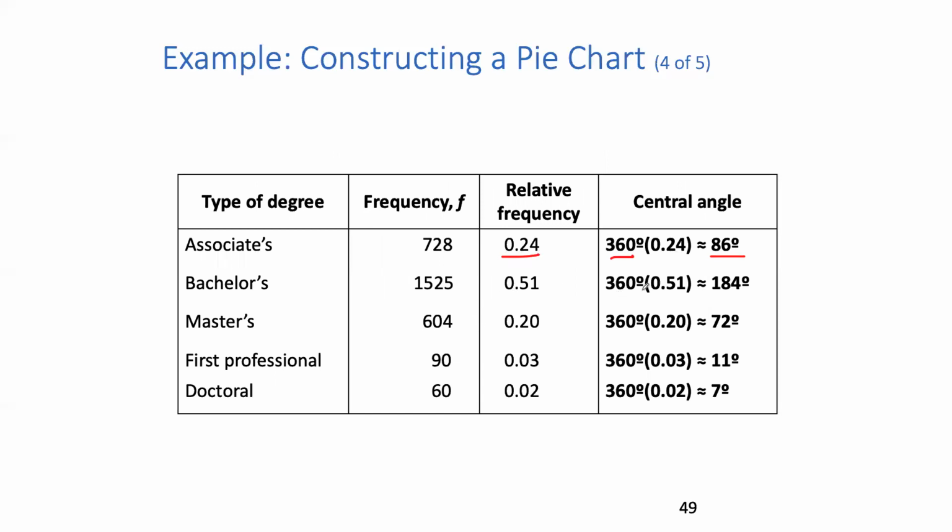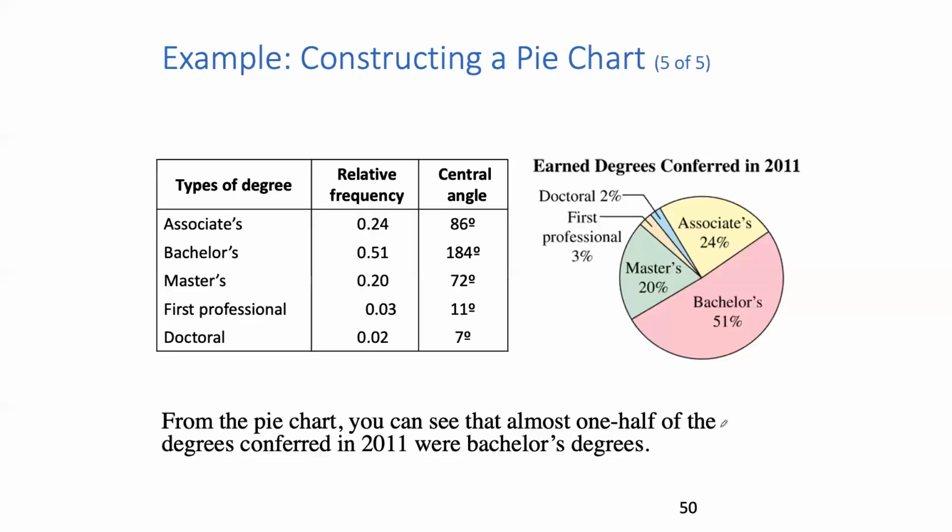51% of those 360 degrees, so 360 degrees times 51%, is 184 degrees. So 184 degrees of the available area of that sweep of that sector should belong to bachelor's degrees. 20% of that 360 degrees central angle is 72 degrees, which should belong to masters, and so on and so forth. If I add all of these numbers up, they should always sum to 360 degrees. Now, given that is the case, I can begin graphing these things.